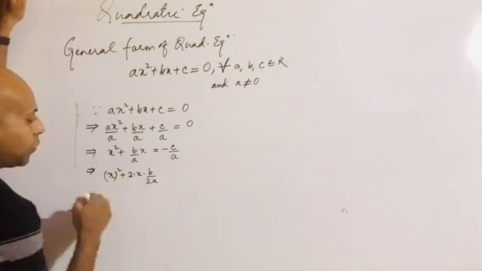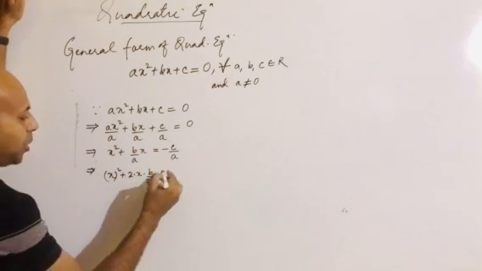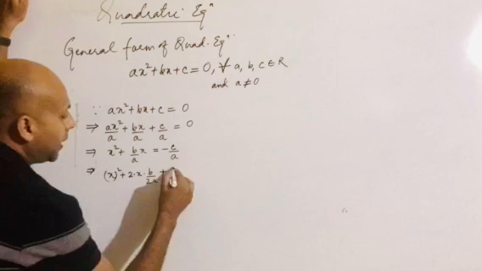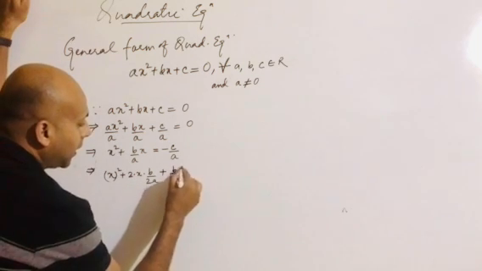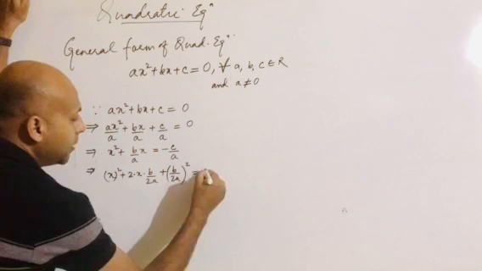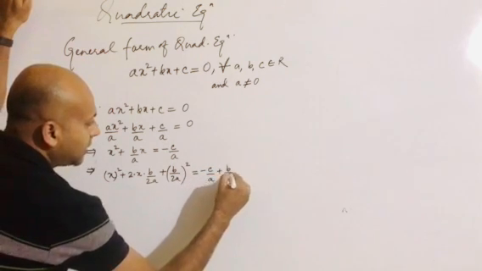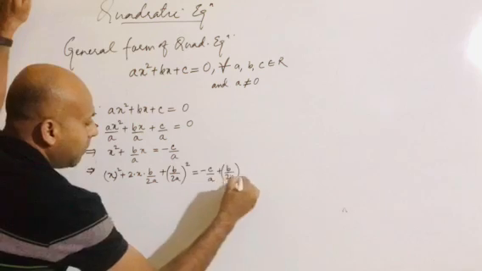Because this 2 and this 2 will cancel, again we are left with this. So this is a square plus 2ab, and then I am going to add here b square, that means (b by 2a) whole square. This is the extra term which I have added to the left hand side. So to balance it, again I am adding it to the right hand side. That means the left hand side and right hand side both have to be balanced.